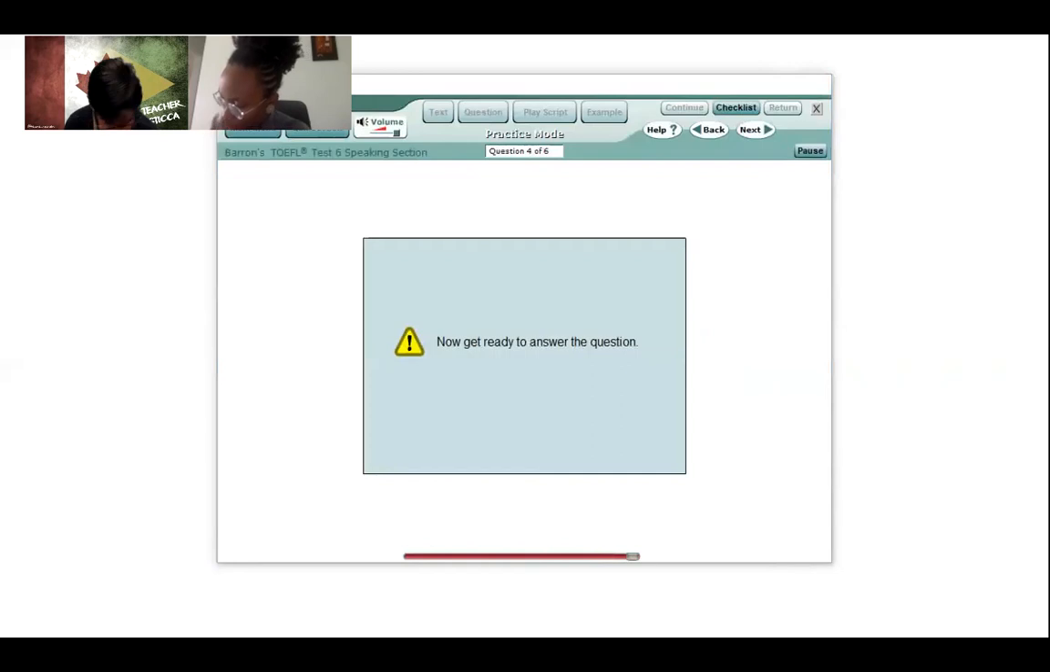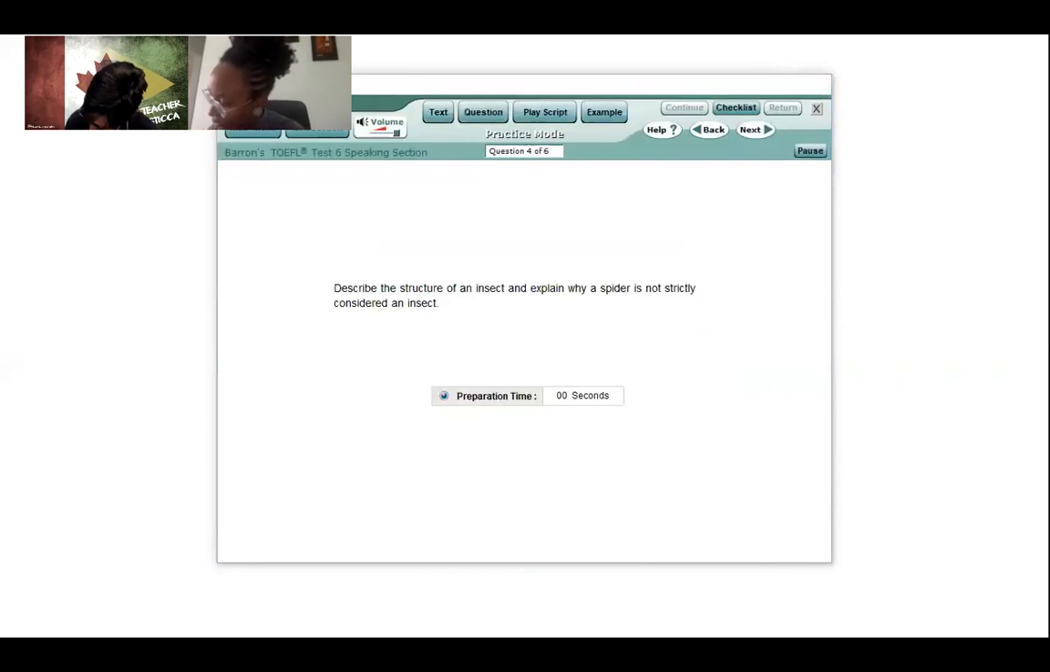Describe the structure of an insect and explain why a spider is not strictly considered an insect. Please prepare your answer after the beep.